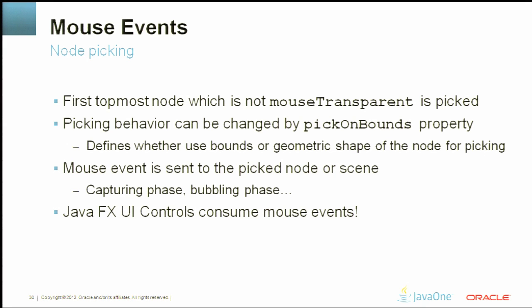The mouse event is then sent to the picked node. It travels through the scene graph again. But what you should know is that JavaFX UI controls are implemented in a way that they consume mouse events. So if you use them, it will seem that they do not bubble, but they actually do for standard nodes.